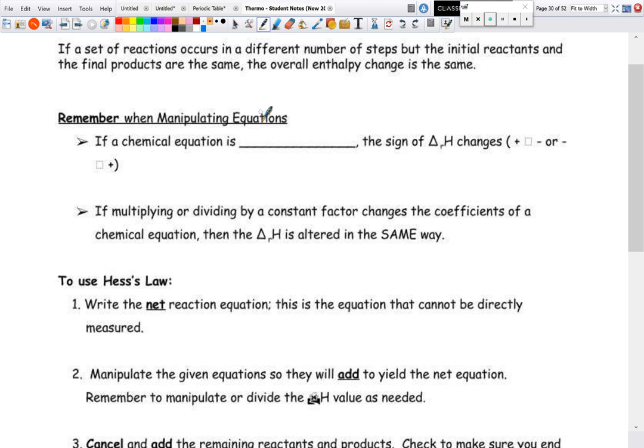We've seen that before, where we add stuff together and cancel things out. Now, one thing that we haven't really seen before is that if a chemical equation is reversed, we kind of have and kind of haven't seen it, but I'm going to give you an example in a sec. If a chemical change is reversed, the sign changes. That means if delta H is positive, it'll turn to a negative, or if it was a negative, it's going to turn to a positive.